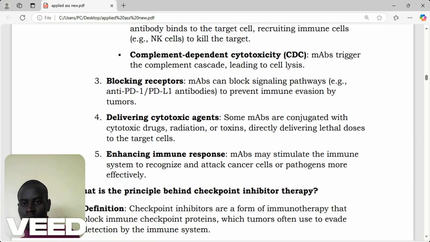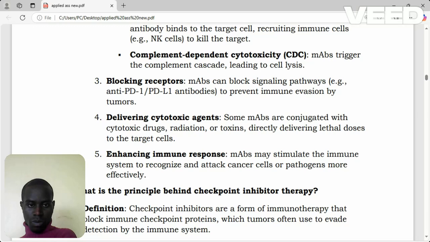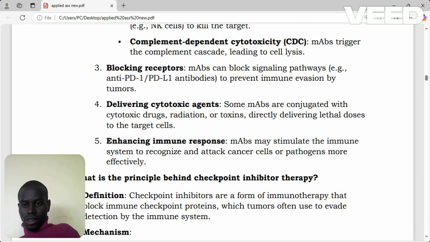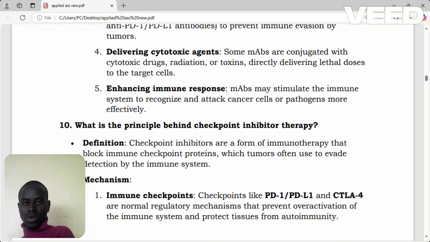Fourthly, delivering cytotoxic agents. Some monoclonal antibodies are conjugated with cytotoxic drugs, radiation, or toxins, directly delivering lethal doses to the target cells. Lastly is enhancing immune responses. Monoclonal antibodies may stimulate the immune system to recognize and attack cancer cells or pathogens more effectively.